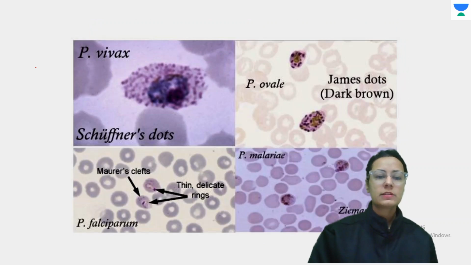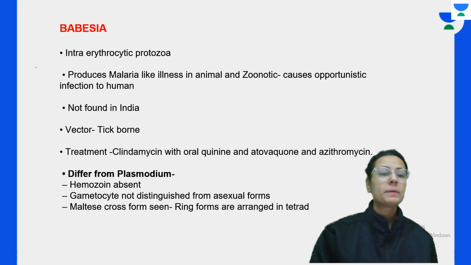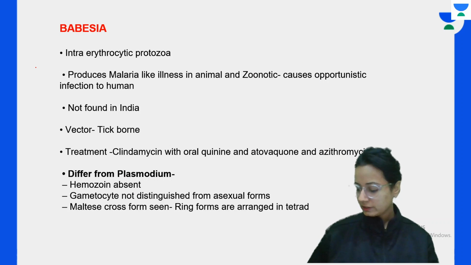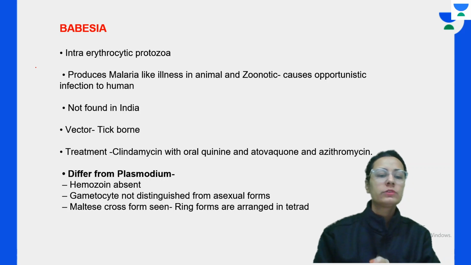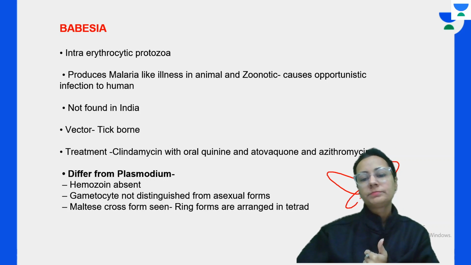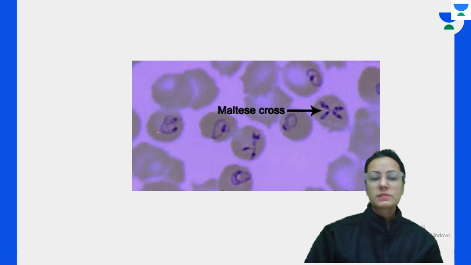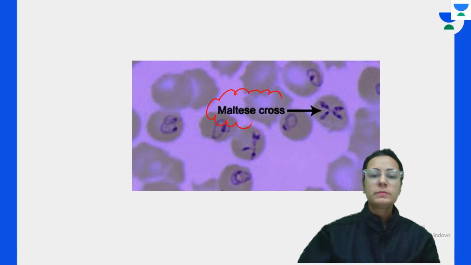Now, moving next, these we have already discussed. Then we talk about Babesia, which is also an intra-erythrocytic protozoan, and it also produces a malaria-like illness. Although it is not found in India, it is tick-borne, and treatment is clindamycin. But we cannot differentiate the sexual and asexual forms. The trophozoite form shows the Maltese cross, seen in tetrad form, and hemozoin is absent. So this is the Maltese cross for Babesia, and very important, you can see the tetrad form of the trophozoite form of Babesia.